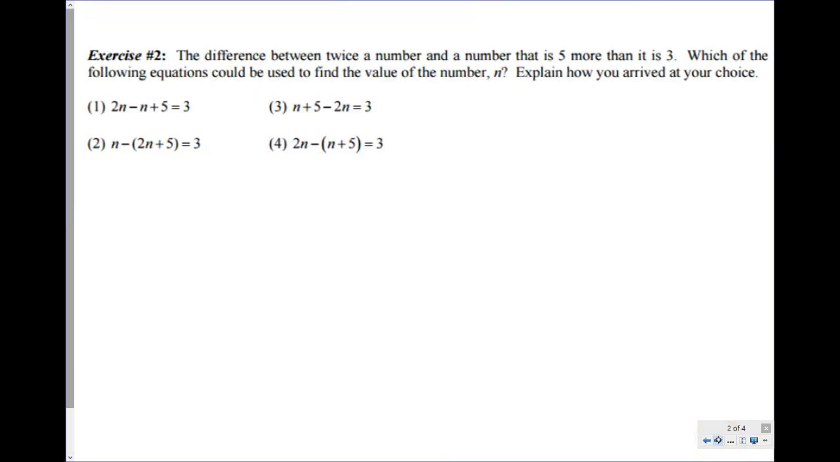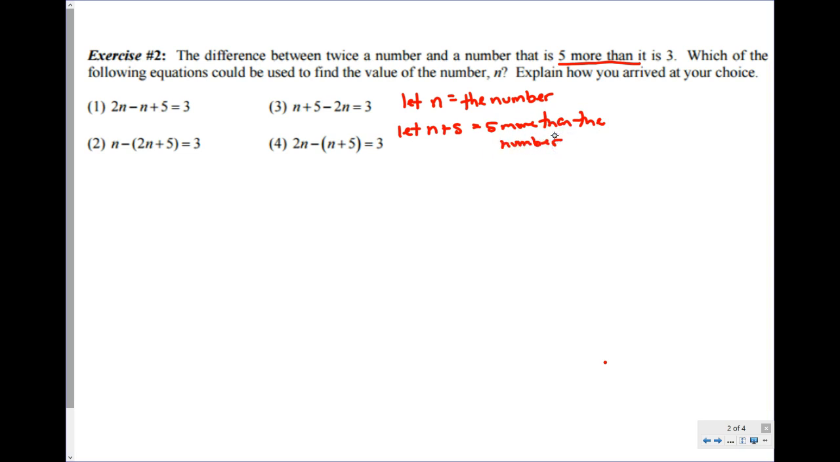Exercise 2. The difference between twice a number and a number that is 5 more than it is 3. Which of the following equations could be used to find the value of the number n? Okay, well, first step, let's make our let statements. The first let statement I want to make is let n equal the number that I'm looking for. And if I keep going, I'm going to see twice the number and a number that is 5 more than it. So this 5 more than it, I'm going to say, okay, let n plus 5 equal 5 more than the number.